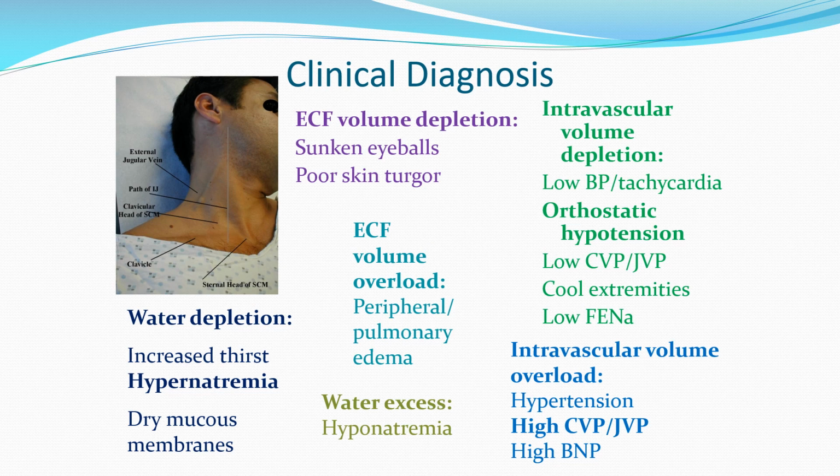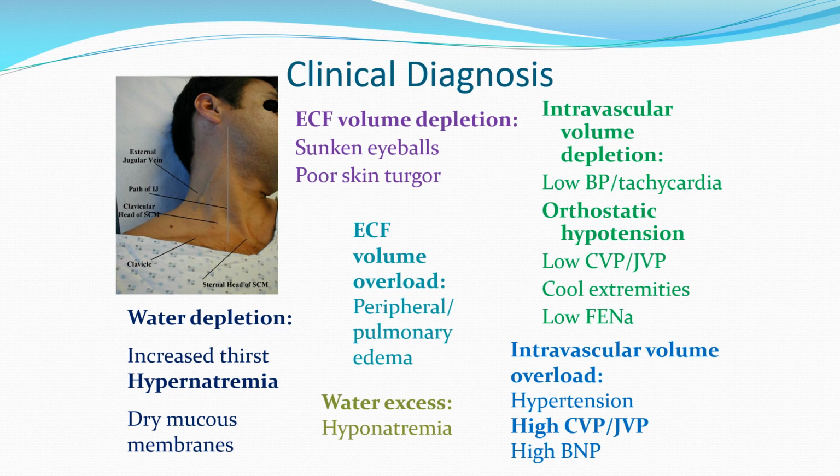Volume depletion is associated with sunken eyeballs and poor skin turgor, low blood pressure, tachycardia, cool extremities, orthostatic hypotension, and a low fractional excretion of sodium. Hypervolemia is characterized by peripheral edema, hypertension, elevated BNP levels, and a high CVP or distended neck veins.